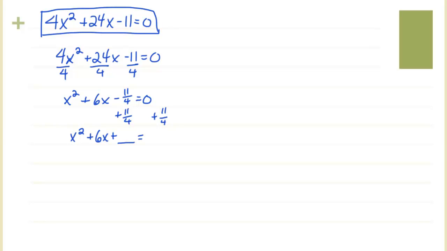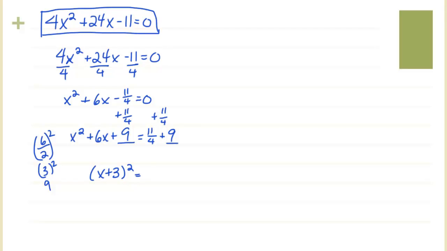I suppose there are times, but if I'm sitting down to do something, I only pick completing the square when certain parameters are met. So I'm going to do b over 2 squared, 3 squared, which is 9. So I'm going to add 9 to both sides.